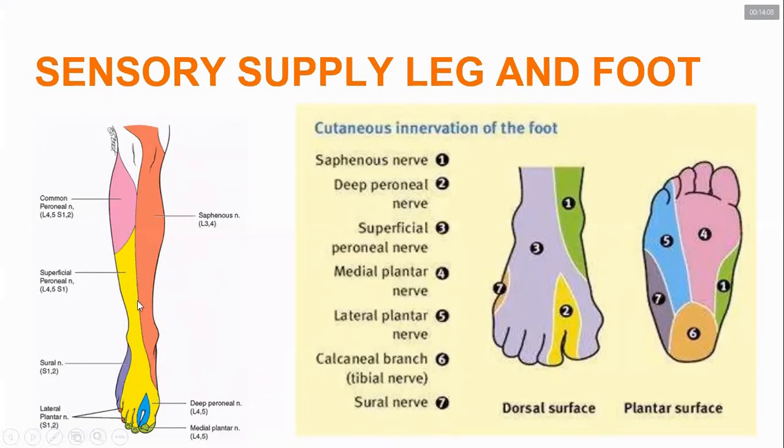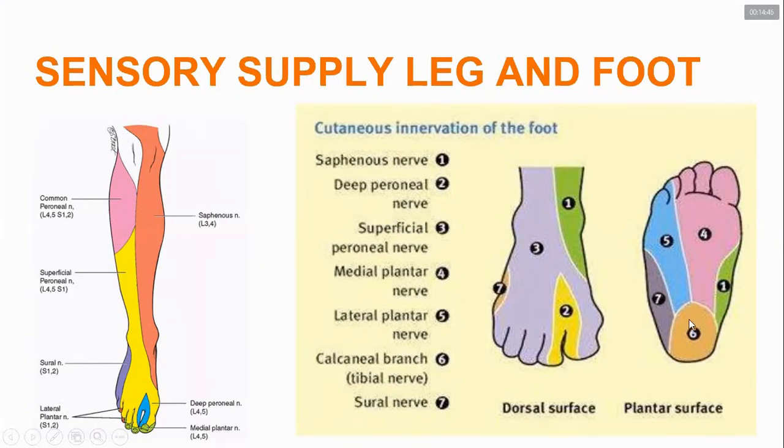Okay. And then the sole of the foot is supplied by the tibial nerve, and tibial nerve will have three branches, as I have already talked about. So one is the medial plantar nerve. This medial plantar nerve will supply the medial 3.5 part, and lateral plantar nerve will supply the 1.5 part of the foot, and the calcaneum heel will be supplied by the medial calcaneal branch. So medial calcaneal branch will supply the heel area.